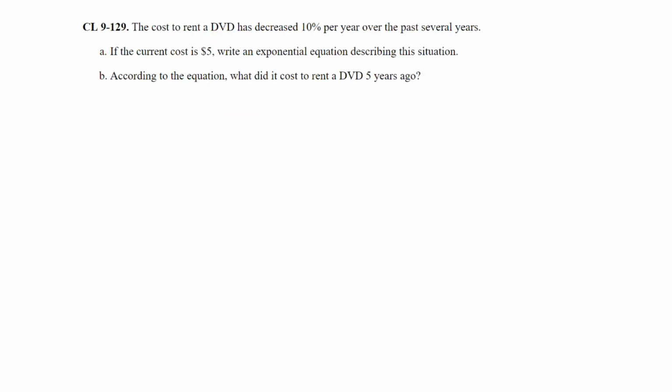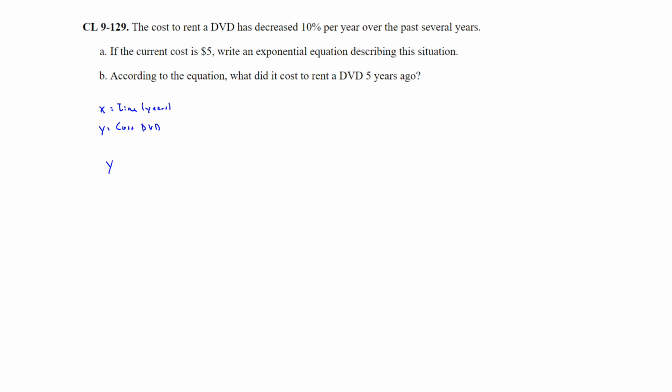Question 129. The cost to rent a DVD has decreased 10% per year over the past several years. If the current cost is $5, write an exponential function describing this situation. Alright, so x represents our time, and time is in years. And then our y represents the cost of the DVD.